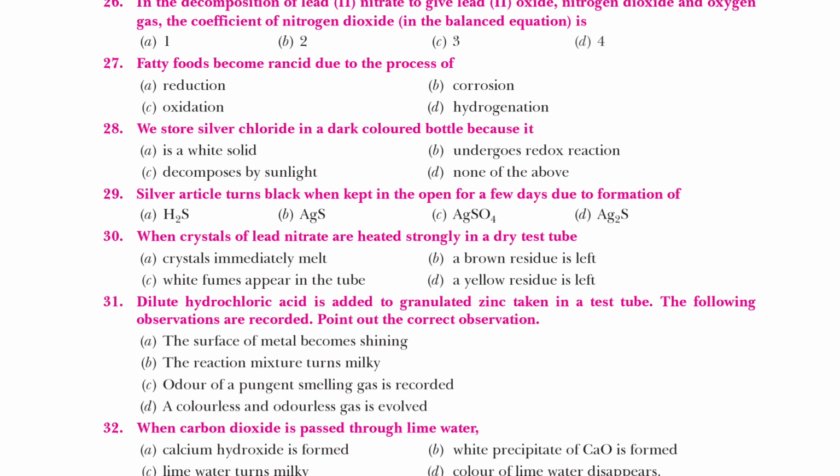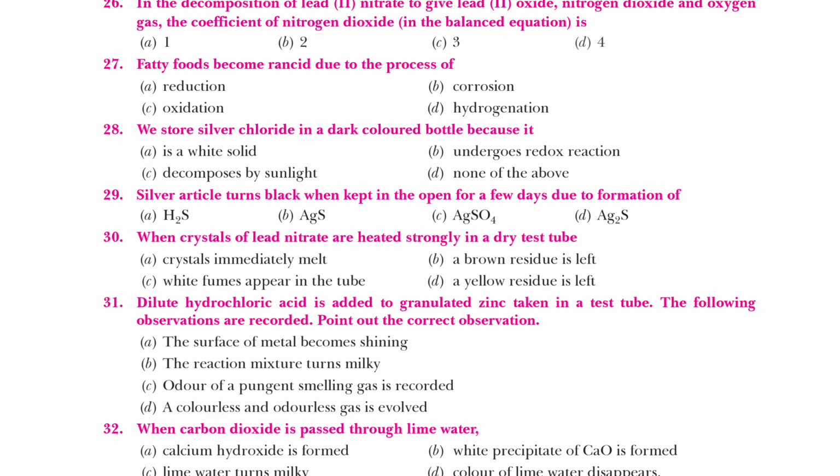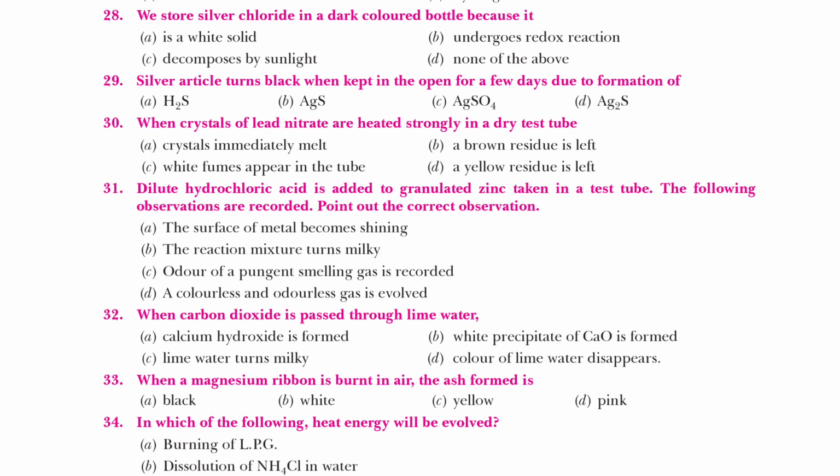Question number 30. Lead nitrate decomposes into PbO plus NO2 plus O2, and NO2 forms brown fumes. Brown fumes are produced. Clear, beta? Crystal immediately melts? No, that one is not correct. Brown residue? No. When we heat lead nitrate, yellow residue is left. So option D1 is correct in the case of the 30th question.